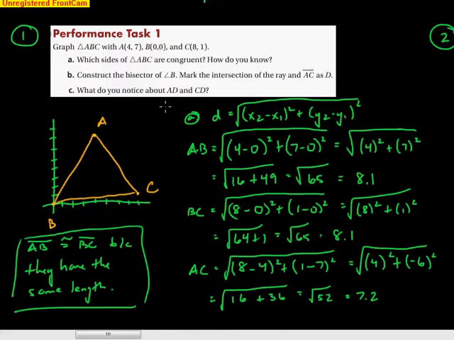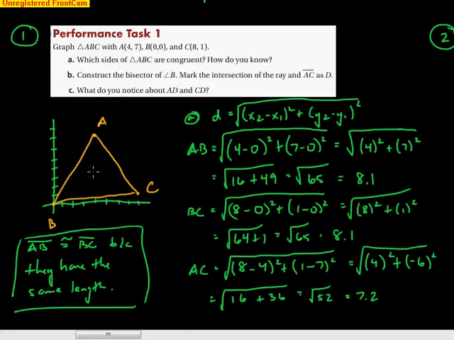Okay. All right. B. Construct the bisector of angle B. Uh-oh. The first problem was a distance problem. Now you're asking me to construct something. Here's where these performance tasks overlap. They ask you to do multiple things. That's why they're great problems. So how do we construct the angle bisector of B? Now you don't have the tools, I understand, but I'll walk you through the process.